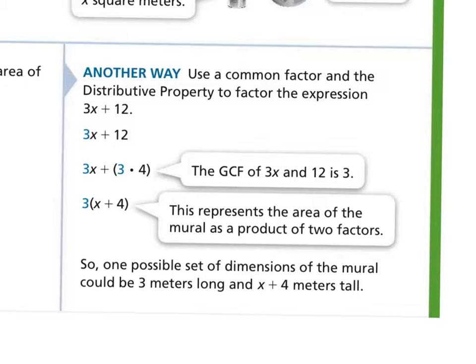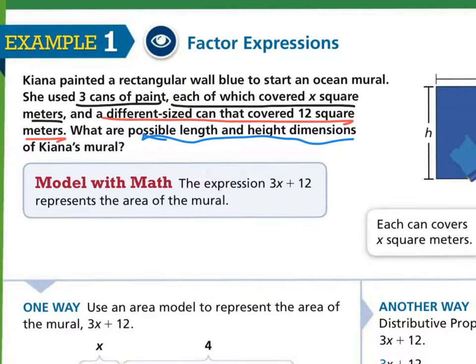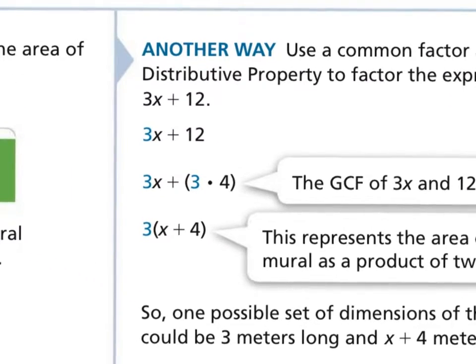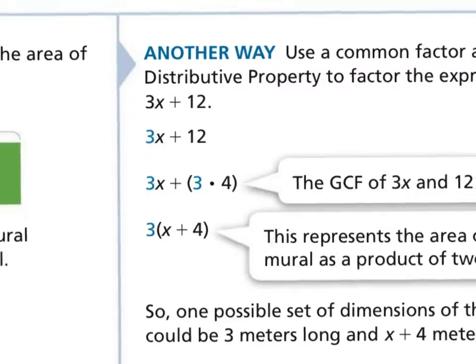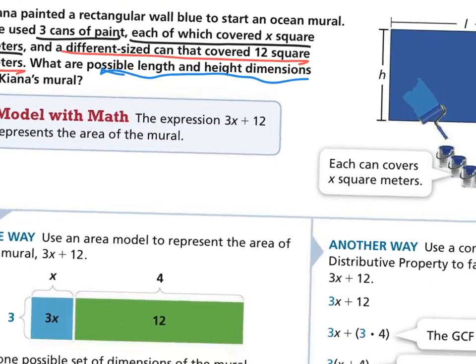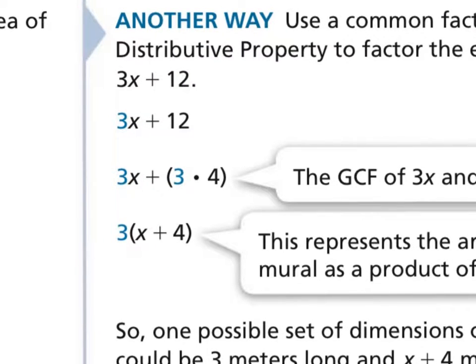So basically the first part says 3 cans of paint, each covered x square meters. So if we talk about how many square meters we're covering, 3 cans of paint, x square meters for each can, that'd be 3 times x. The other thing, it told me it was a different size can. It covered 12 square meters. So that's where they got the plus 12. So we've got 3x plus 12 square meters that were painted all together.